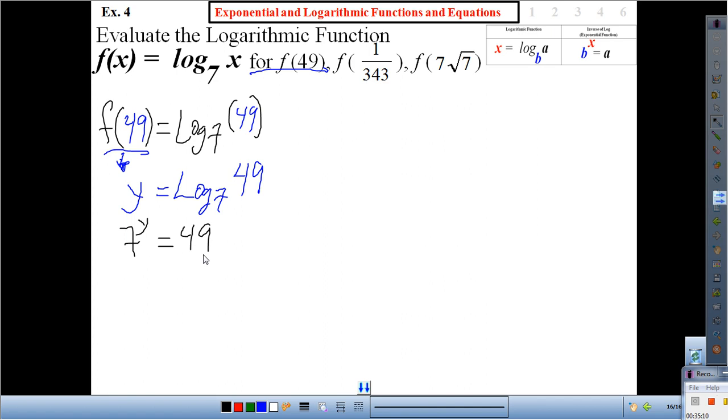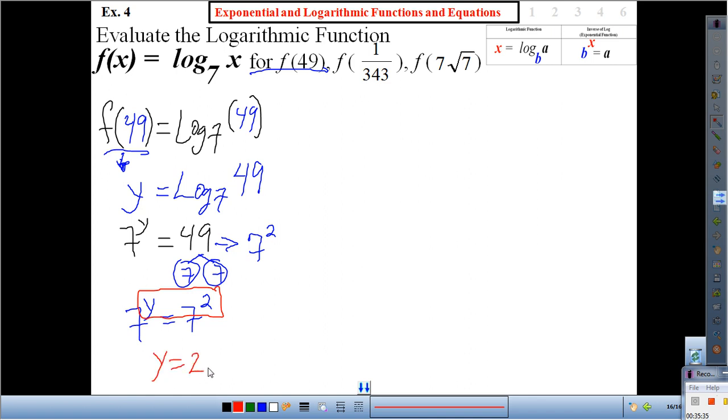Don't we need the same base? Yeah, let's see. 49 divided by 7 is 7. All right, so this can be rewritten as what? 7 to the what? Second power. So I'm going to rewrite the whole equation. 7 to the y power equals 7 to the second power. So all we have to do is what? Set the exponents equal to each other. So y equals 2.